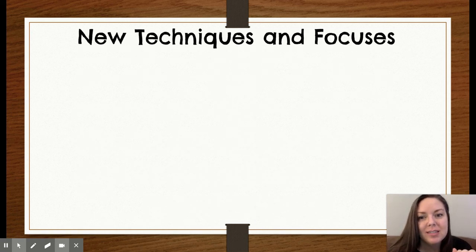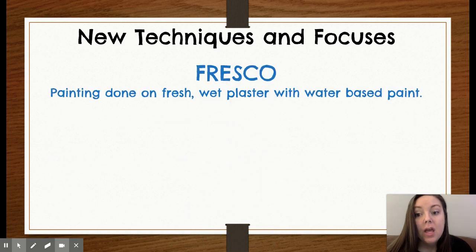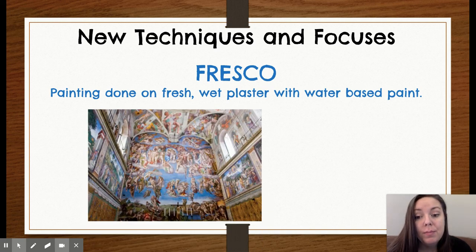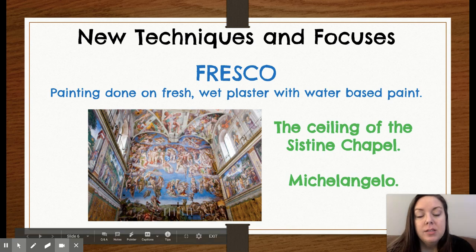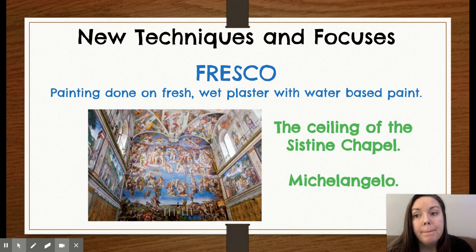So the Italian Renaissance, that's where it all started. New techniques developed during the Italian Renaissance. The fresco. This is a painting done on fresh, wet plaster with water-based paint. This had to be done very quickly because once the plaster dried, you couldn't paint on it anymore. Some of the biggest examples are the Sistine Chapel, the Sistine ceiling. We're going to talk about this a lot later on. This was the ceiling of the Sistine Chapel by Michelangelo.